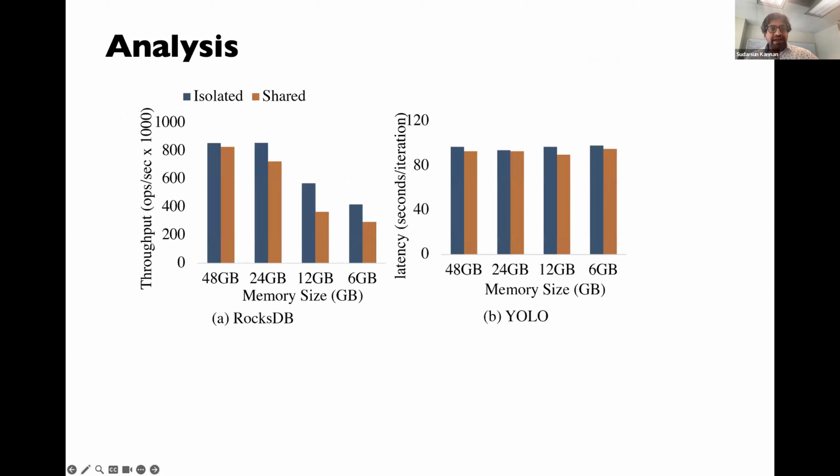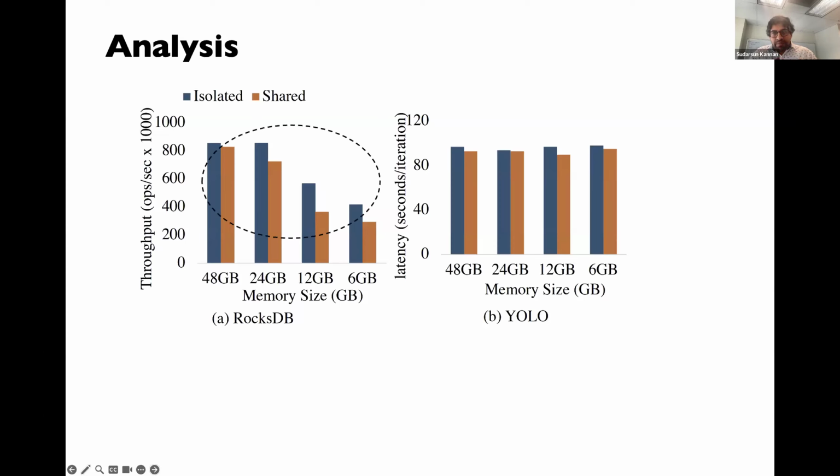The first application is the database, and the second application is the actual image recognition algorithm. The y-axis for the database shows the throughput, and the y-axis for the YOLO application shows the time to actually detect wildfire. As you can see, when the memory is significantly high, for example at 48 GB, both these applications, whether running isolated or in a shared manner, don't get impacted.